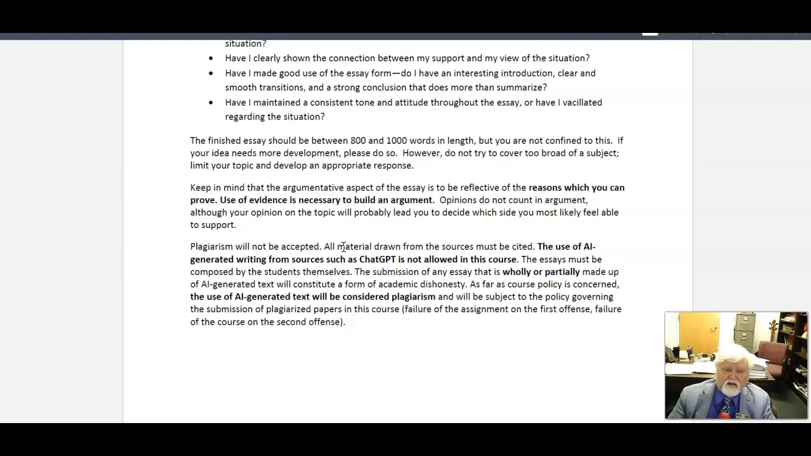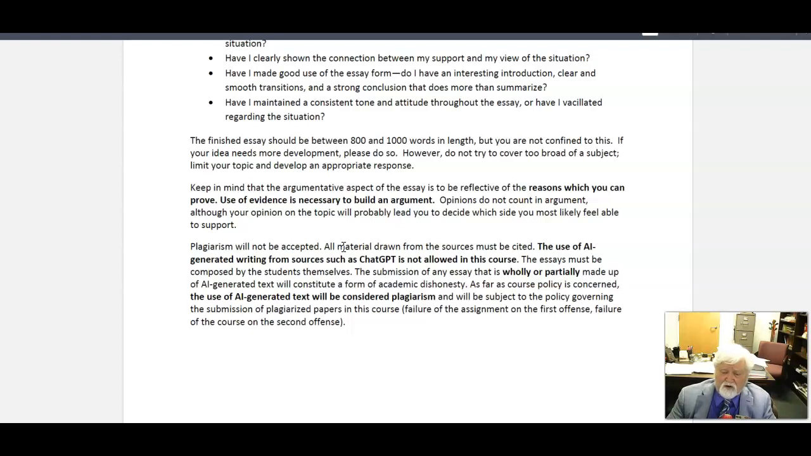Also, the use of any AI-generated writing is not allowed. I had this in the first essay. It's mentioned elsewhere in the course, but you're not allowed to do this. So do not use AI generators. The essay instead must be composed by you.